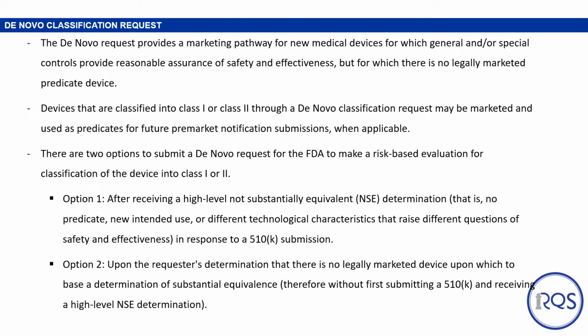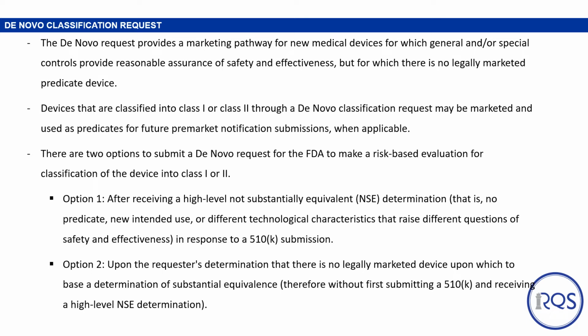The De Novo request provides a marketing pathway to classify novel medical devices for which general and special controls provide the assurance that they are safe and effective, but for which there is no legally marketed predicate device. Devices that are classified into Class 1 or Class 2 through a De Novo request may be marketed and used as predicates for future pre-market notification submissions.